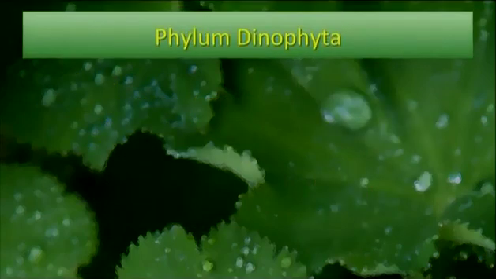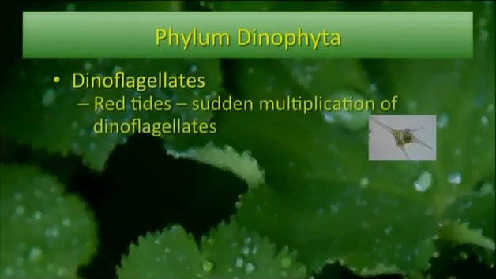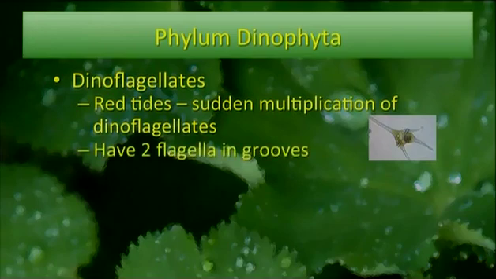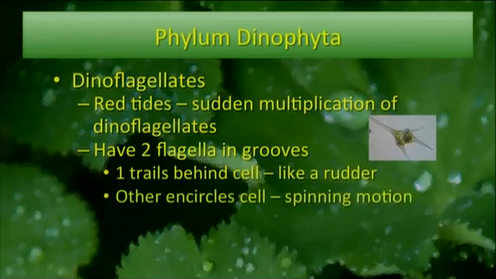Now the phylum Dinophyta. They include the dinoflagellates, which can be responsible for sudden red tides, which is a big multiplication of dinoflagellates. They just reproduce really fast. A characteristic of dinoflagellates is they have two flagella in grooves. One trails behind the cell, acting like a rudder, and the other encircles the cell in the middle, and it creates a spinning motion.